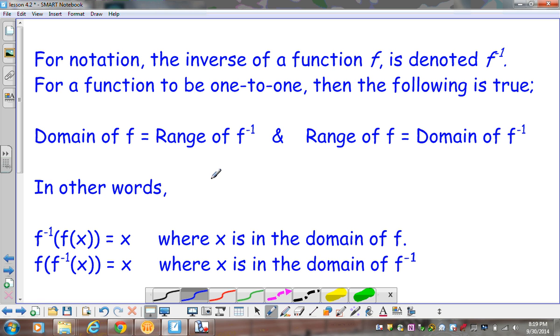All right. For a function to be one-to-one, then the following has to be true. Your domain is going to be equal to the range of your inverse.